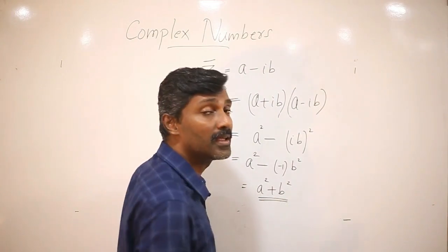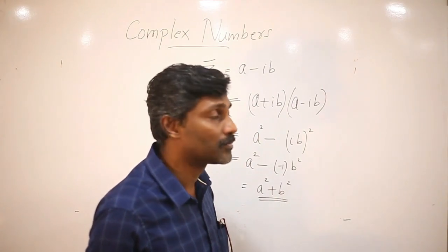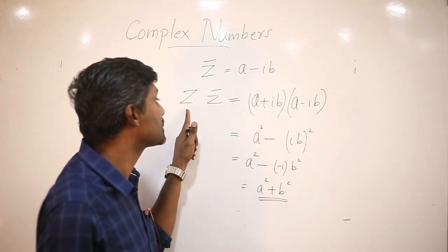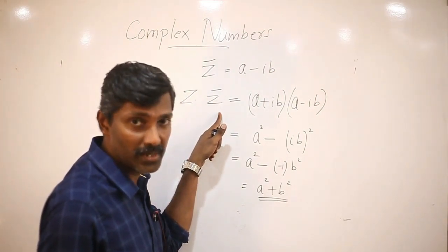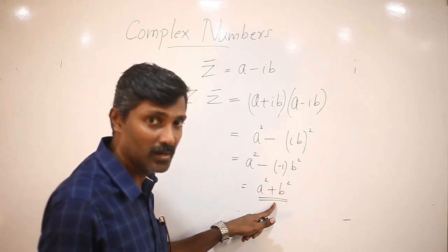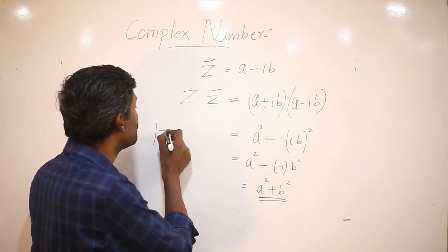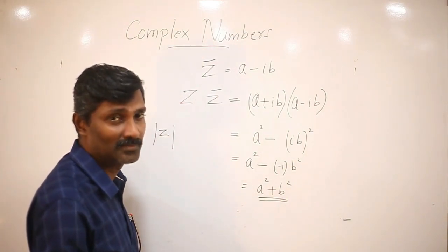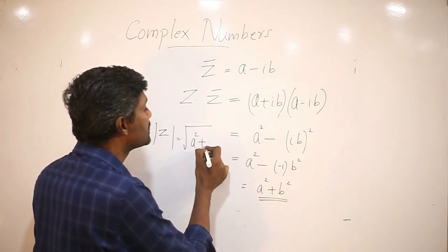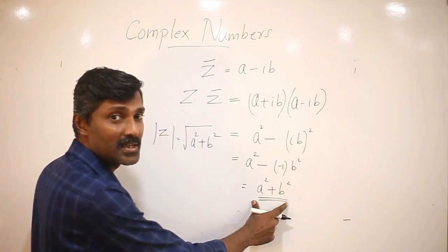Now this is a very important result that you need to remember. Very important when you solve the problems. So z into z bar, or a complex number multiplied by its conjugate, the value is a square plus b square. Now, I've already told you what is the value of modulus of z. What is modulus of z? That was square root of a square plus b square, right? Now, what is written here? It is a square plus b square.